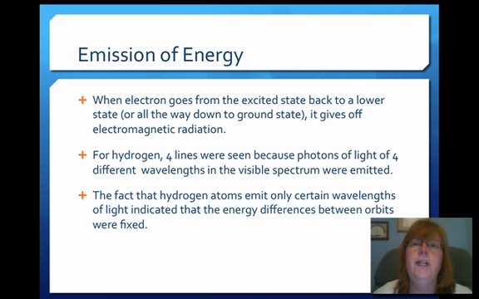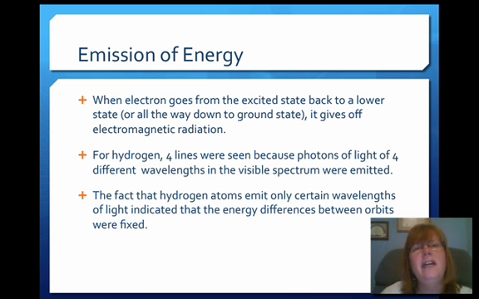The emission of energy. Now remember, this is when they're falling back to a lower energy. So when an electron goes from the excited state back to a lower state, maybe all the way back down to the ground state, it gives off electromagnetic radiation. And for hydrogen, we saw 4 lines. Now, the fact that hydrogen emits only certain wavelengths of light indicated that the energy differences between these orbits were fixed. It wasn't a continuous spectrum. The electrons can only be in one energy orbit or another energy orbit, nowhere in between.